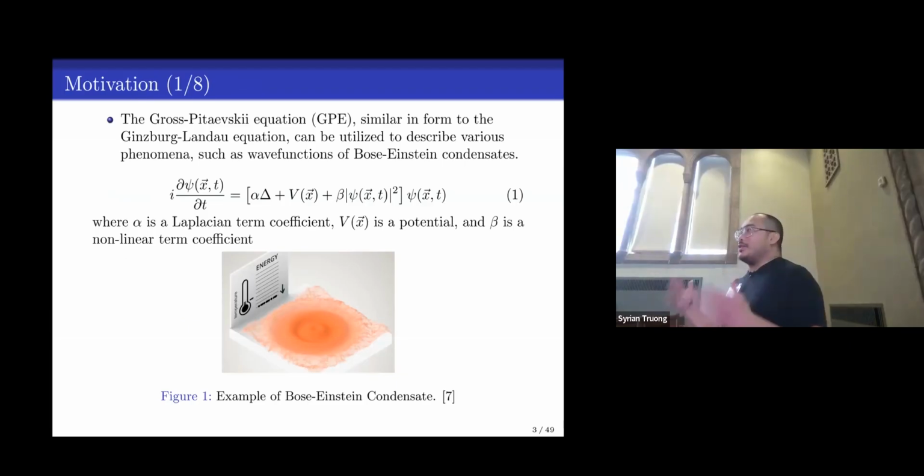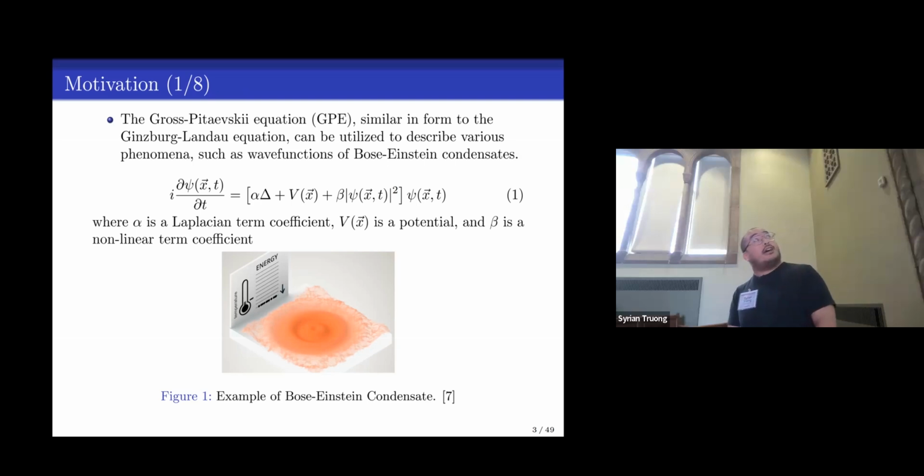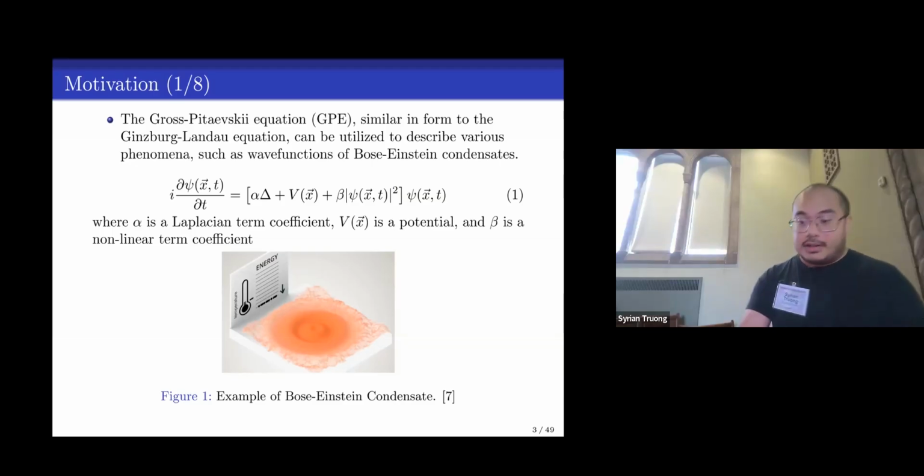All right. So the start of the show, the Gross-Pitaevskii equation, you've heard about it before. And I'm going to touch on a lot of stuff that's already been said in other talks. But essentially, the Gross-Pitaevskii equation is that equation one right there. It's similar in form to the Ginzburg-Landau equation or the nonlinear Schrodinger equation. And it can be used to look at various phenomena and simulate wave functions of Bose-Einstein condensates, which is pictured there. In our formulation, this alpha term is the Laplacian term coefficient, the V is the potential, and beta is this nonlinear term coefficient.